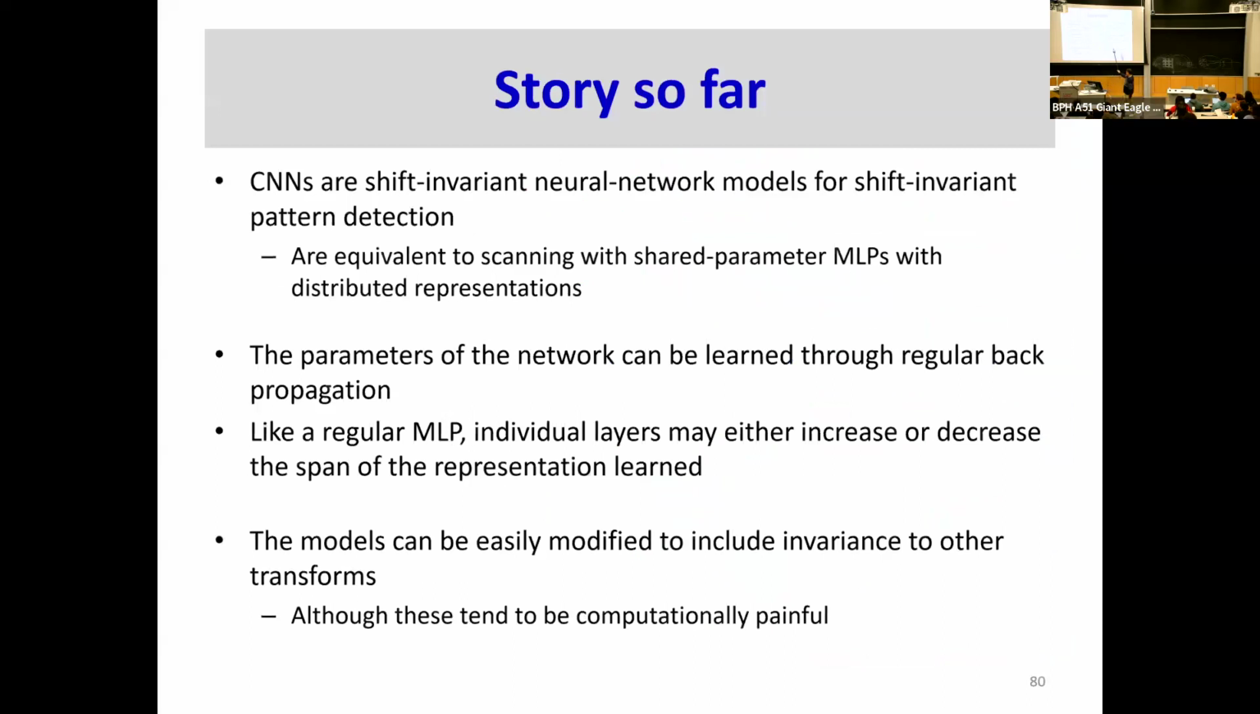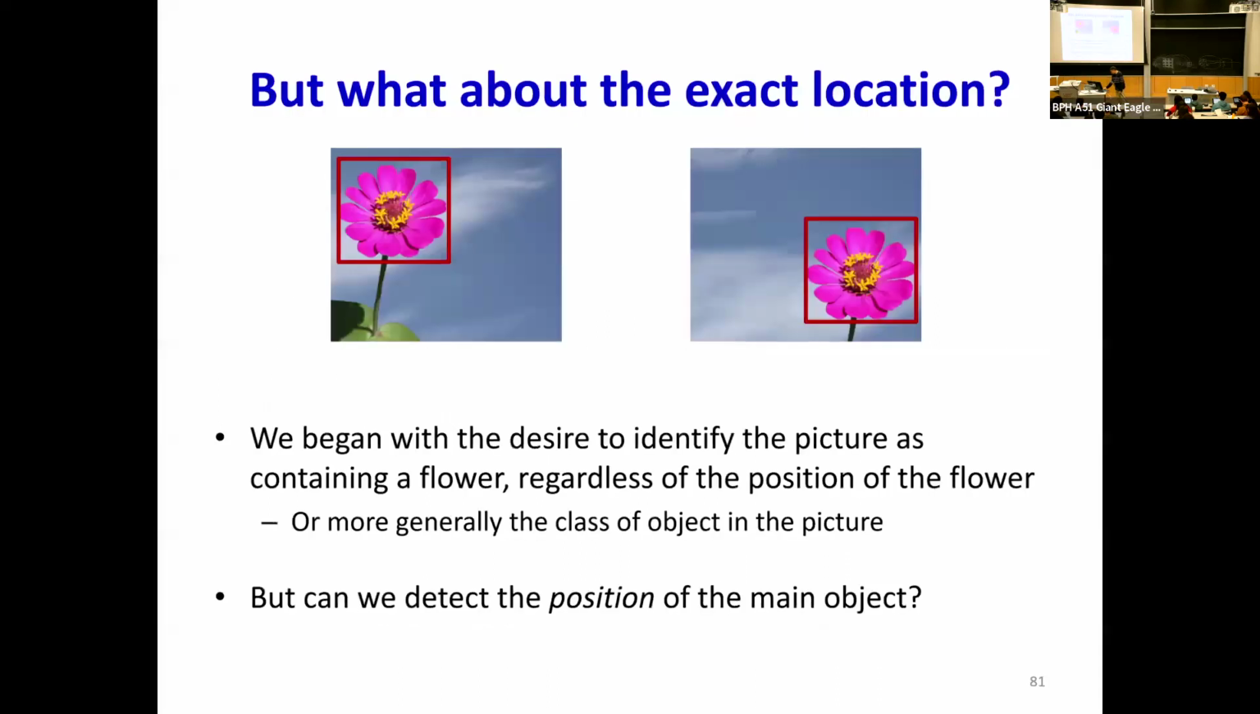So anyway, going back to our story, the parameters of the network can be learned through regular backpropagation, right? Now, the models can be easily modified to allow for different kinds of transformations. I don't know where this bullet came from. I've got to clean that out. I should update these slides. I thought I'd fix them.